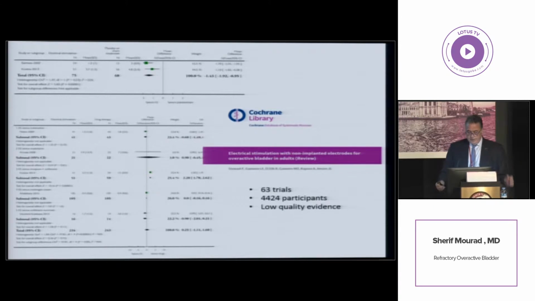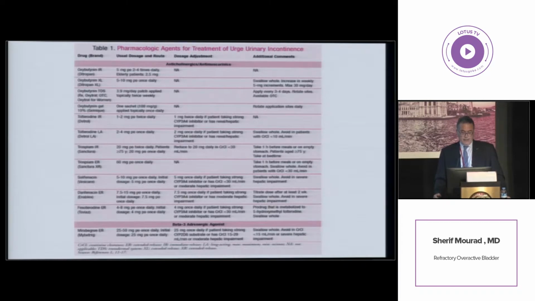This is the Cochrane review about electric stimulation in over 63 trials, and it showed low quality of evidence because it is really not working very well. And these are the pharmacologic agents, mainly antimuscarinics with the beta-3 adrenergic agonist here. All the antimuscarinics have level 1 evidence and recommendation A. So they all work. The difference is which one is more effective, which one has more side effects, and which one you can escalate with the dose when it fails. But all of them will work initially.